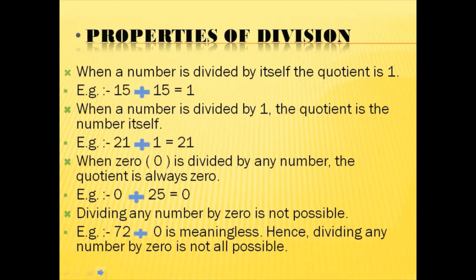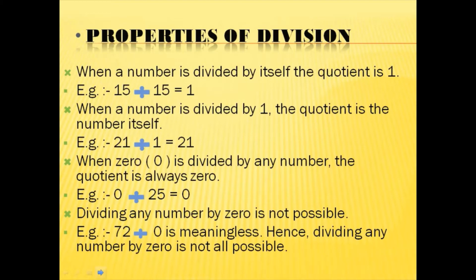Today we are going to learn about the properties of division. As in the case of multiplication, in division also there are certain characteristics. They are: first, when a number is divided by itself, the quotient will be 1. Take an example, 15 divided by 15, then we will get 1 as quotient.